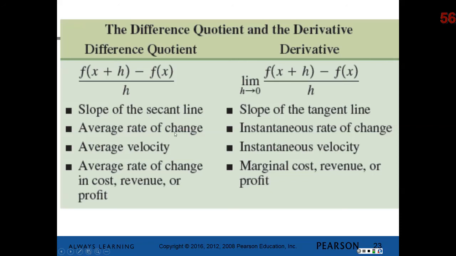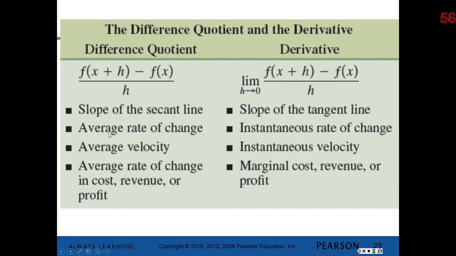You're actually still using 2 points. It's called an average rate of change, or an average velocity, or an average rate of change in cost, revenue, or profit. You have 2 points in a difference quotient. One is close to the other, but they're still 2 distinct points. When it becomes a derivative is when you take the limit of that difference quotient and let h approach 0. That's what makes it into a derivative. And that derivative is the slope of a tangent line, not a secant line.